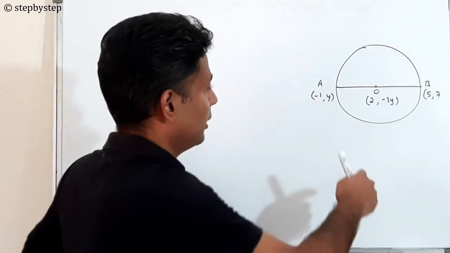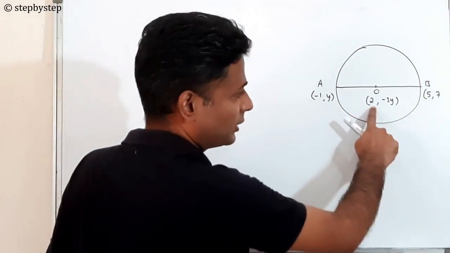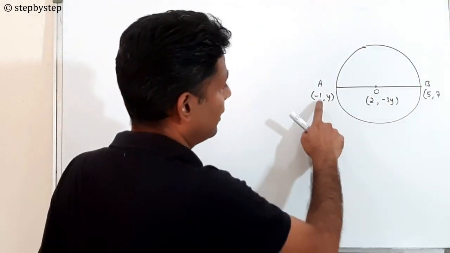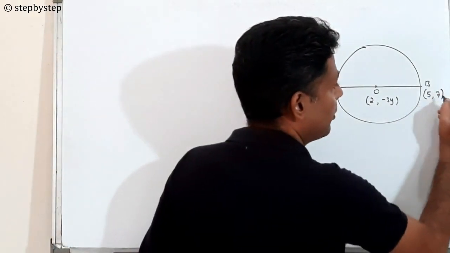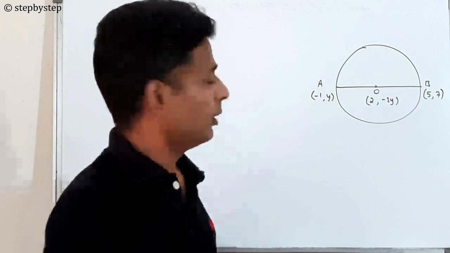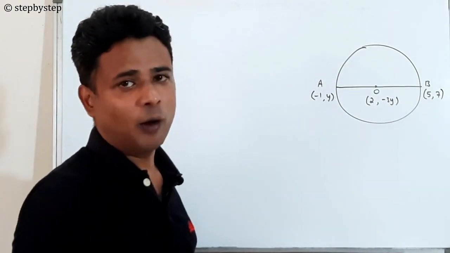The question was: a circle has center O at (2, -3y), and A (-1, y) and B (5, 7) are points on the circle, and we have to find the value of y. Now how do we find it?